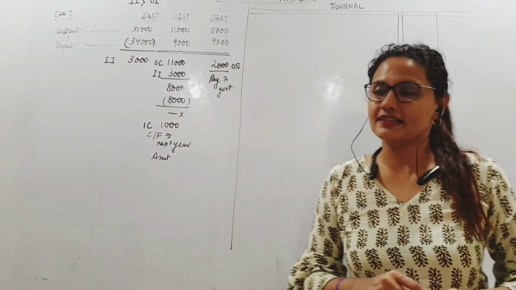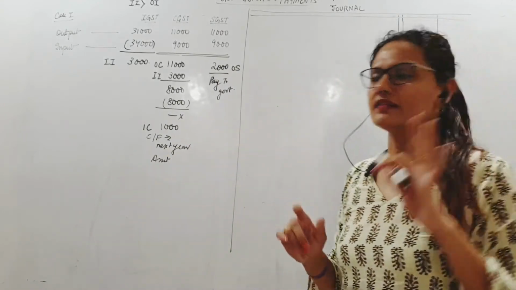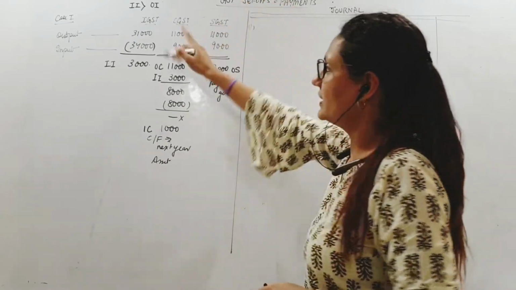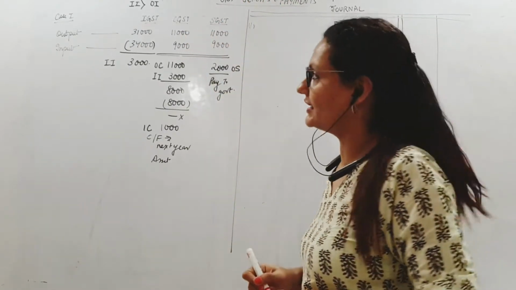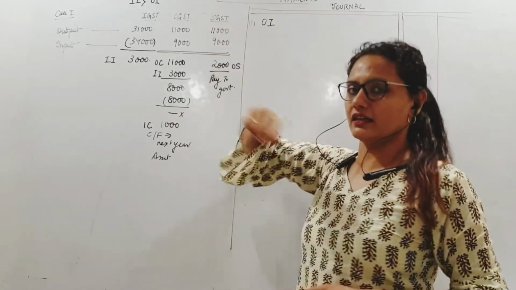So I hope this one is clear. Now coming to journal entry, how do we journalize this? First entry for the first adjustment, right? First thing you will adjust the IGST. Output IGST is usually a liability.